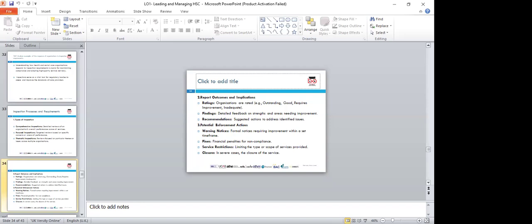So if it's reported that your employer is not paying your pension, and they wrote to your employer severally and your employer is not changing, they can fine them. Then we have service restrictions. They can also limit your service. They can put you on hold until you solve that. Then closure.